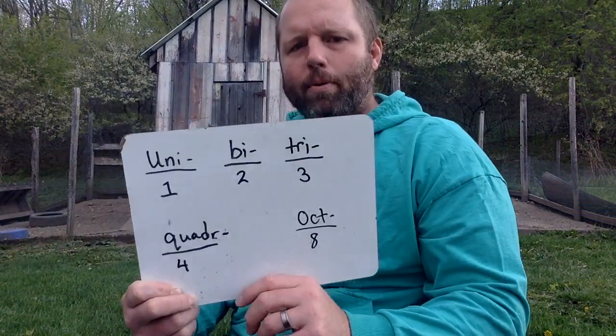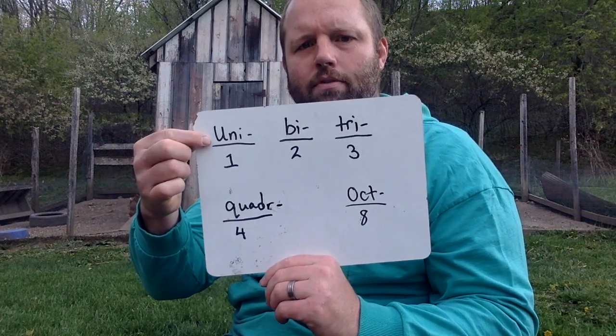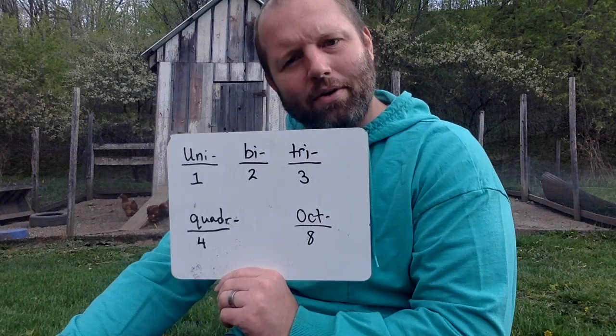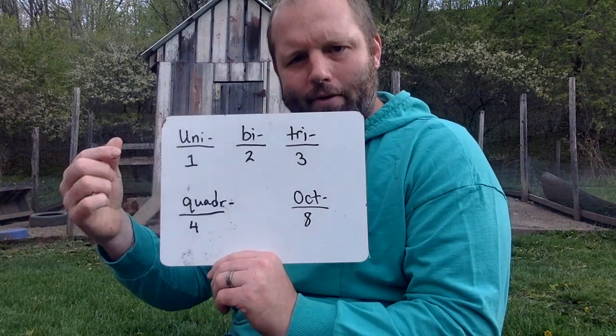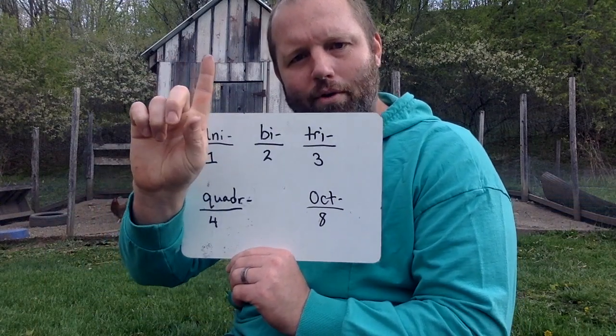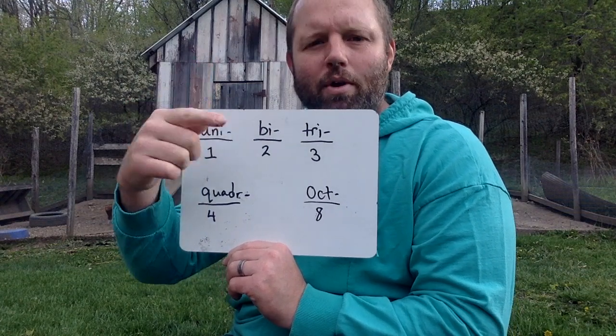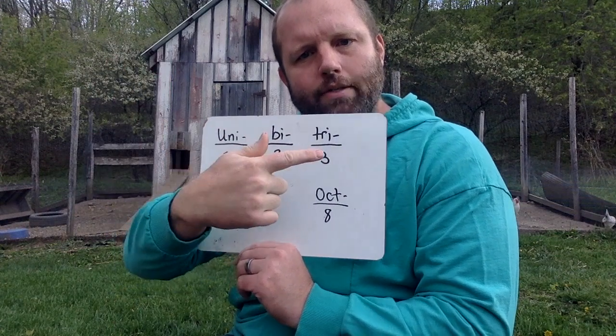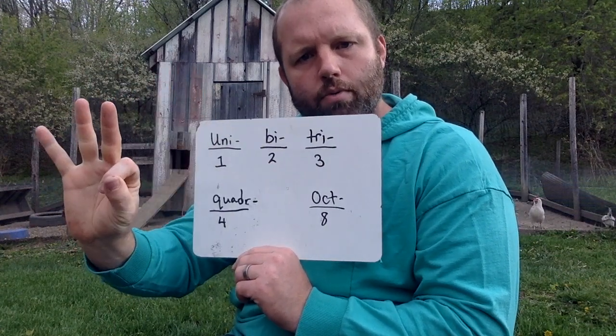But anyways, when I put these on the beginning of words, it tells me how many of something. So when I put it on the beginning of cycle, like unicycle, it means it only has one wheel. It's a cycle with one wheel. Bicycle, a cycle with 2 wheels. Tricycle, a cycle with 3 wheels.